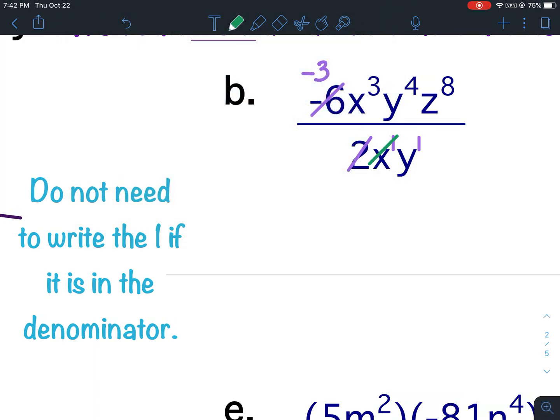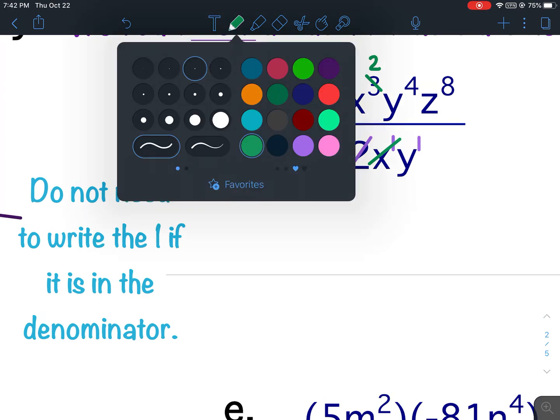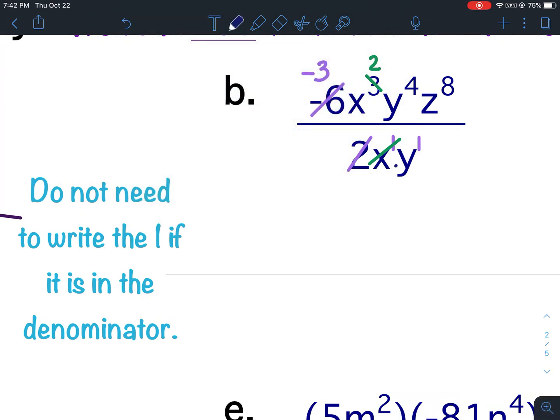So the x to the first is the term with the smaller exponent. I completely cross it out. And I take 3 and I subtract 1. 3 minus 1 is 2. Do the same thing for the y. The y to the first has the smaller exponent. It gets completely crossed out. And then I take 4 minus 1. 4 minus 1 is 3.